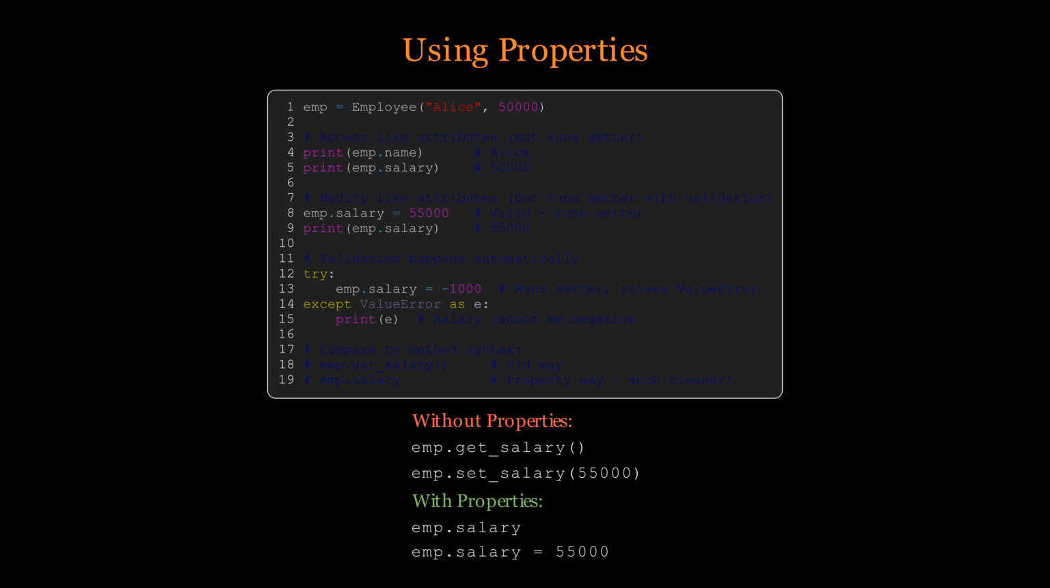Compare this to method syntax. get_salary and set_salary versus simple salary access. Properties provide cleaner syntax while maintaining full control. This is why properties are the Pythonic approach to encapsulation.